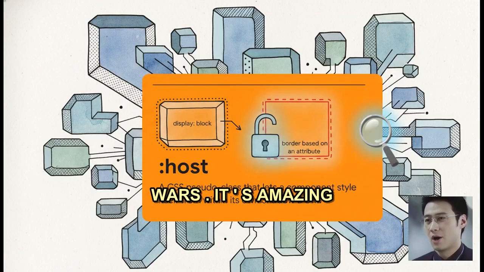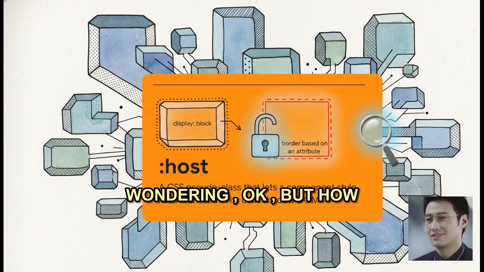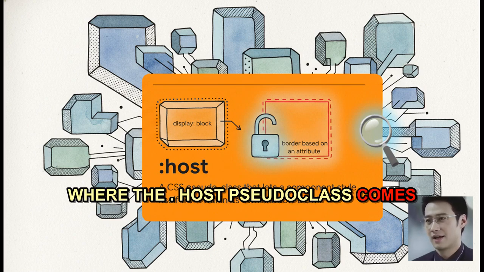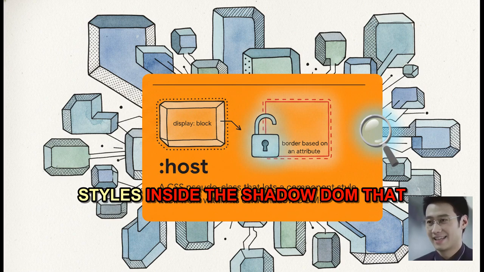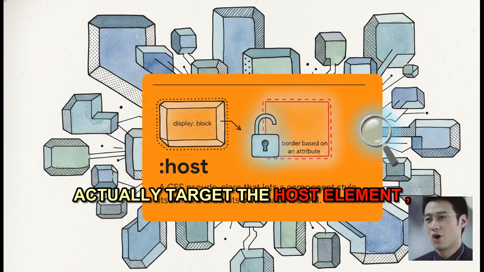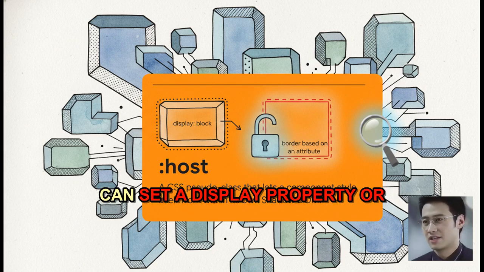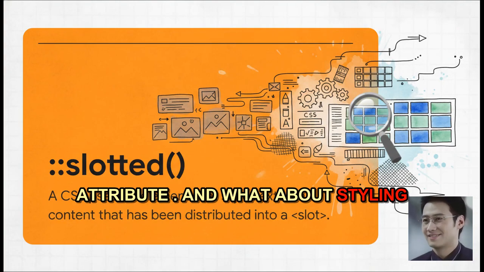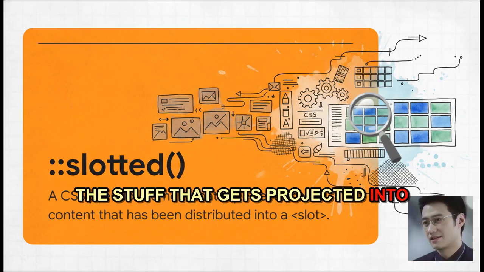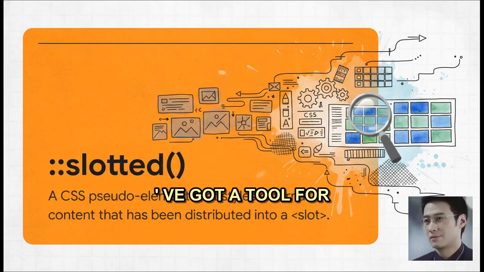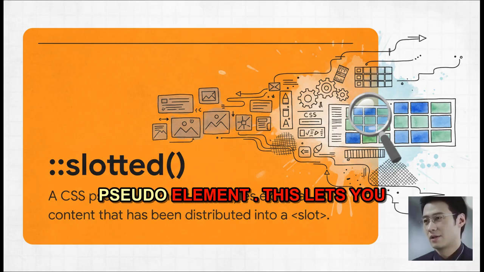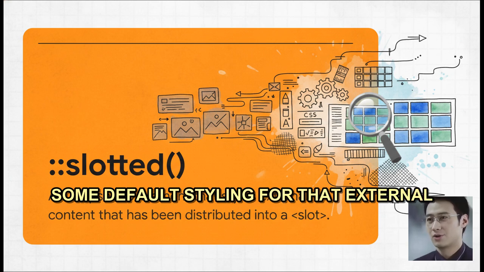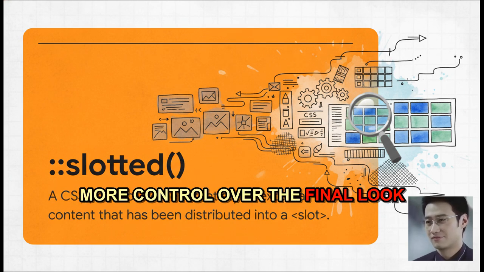It's amazing. But you're probably wondering, okay, but how does the component style itself? Great question. That's where the :host pseudo-class comes in. It lets you write styles inside the shadow DOM that actually target the host element, the component itself. So you can set a display property or change a border based on some attribute. And what about styling the user's content, the stuff that gets projected into a slot? Well, we've got a tool for that too. The ::slotted pseudo-element. This lets you, the component author, provide some default styling for that external content, giving you a bit more control over the final look and feel.